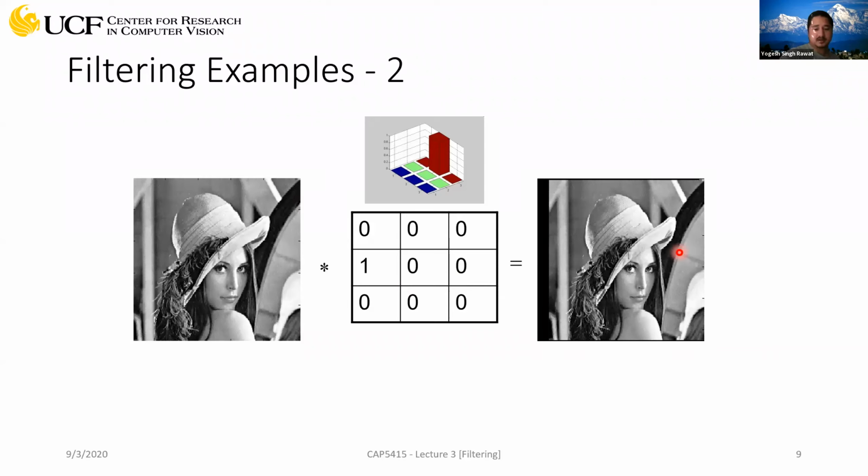So here, this is a nice example. You can see that if you apply such a filter, using filtering, you can shift your image towards right or left. And similarly, if you have this value on the top here, then you can also shift the image from top to bottom or bottom to top, depending on where the value is.